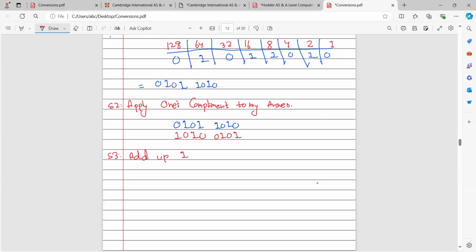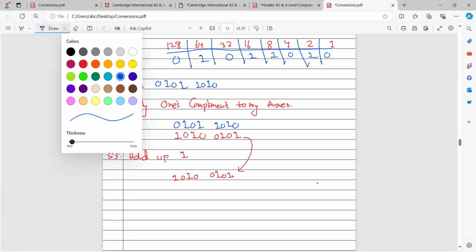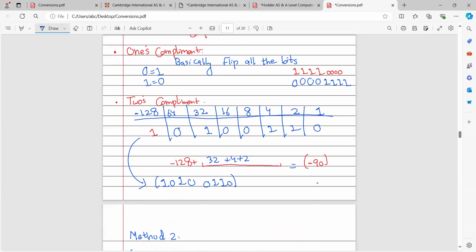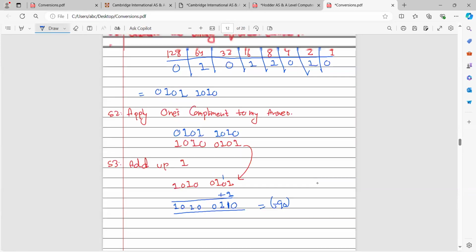So for adding the 1, I'm going to copy this right here, the one's complement one: 1 0 1 0 0 1 0 1, and I'm going to add here the value of 1. So if I'm adding the value of 1, it becomes 1 and 1 is 0 with carry 1, 1 and 0 is 1. This comes right here 1 0 1 0 0 1 1 0. So yes, this is my exact answer of minus 90 binary equivalent through the second method, and you can see that the answer matches 1 0 1 0 0 1 1 0.